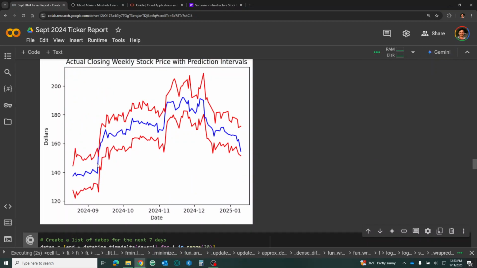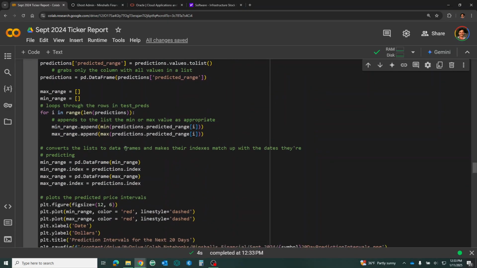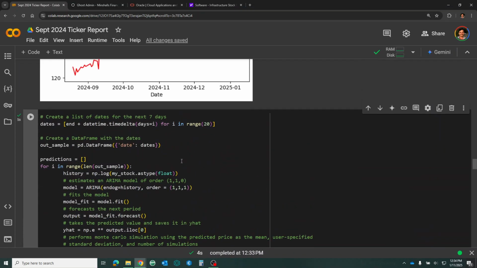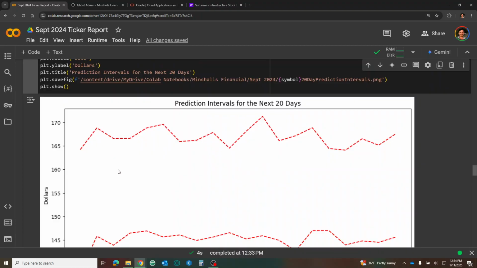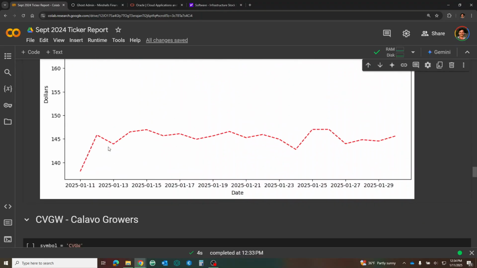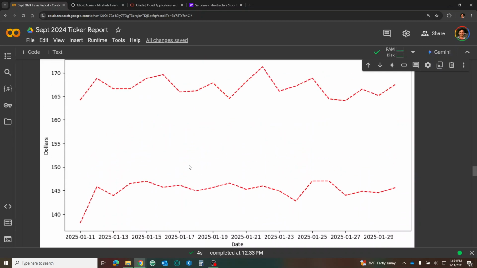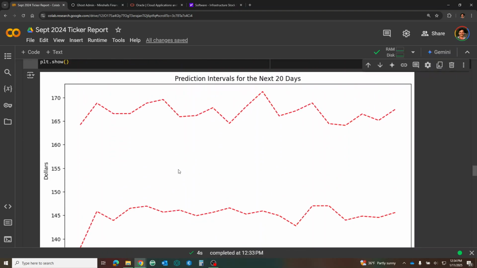It's not as interesting to look at because you can see here how accurate our intervals are. But this here throws out again a price interval that you would expect in the next 20 days. I don't know how accurate this is because you can see this is weekly, and so 20 days is like, what, two and a half weeks? So it's only two weeks. But yeah, this is what we get in the end. I'm going to do Calavo Growers next, but this is our prediction here.